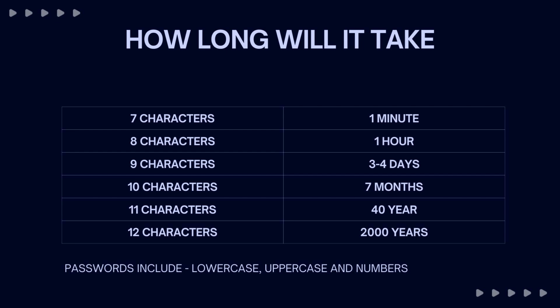Now let's see how long it will take to crack a password. First is the 7 character password. It will take just a minute using the brute force technique and the dictionary attack. A hacker can also use many types of attack like the hybrid attack, rainbow table attack or credential stuffing attack. And if you use 8 characters, you can see the difference: from 1 minute it will take 1 hour. For a 9 character password, 3 to 4 days. For a 10 character password, 7 months.